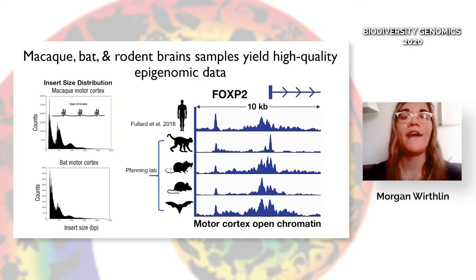These data are of high quality, as shown by these periodicity plots at left that reflect the regular spacing of nucleosomes and open chromatin regions. At right, comparing publicly available human data to the data that our lab has collected from bat, macaque, rat, and mouse, we can see that conserved open chromatin patterns emerge, with some differences that are worth exploring in individual species.